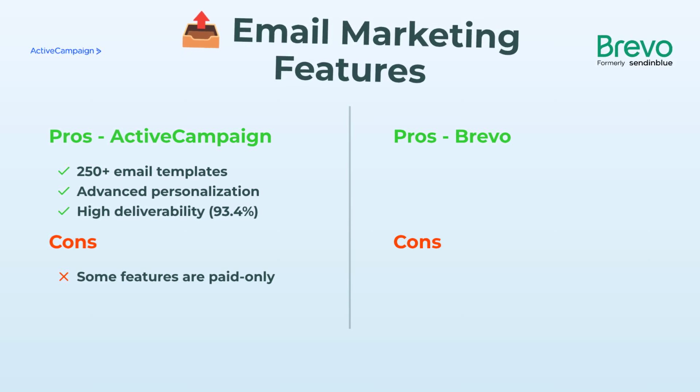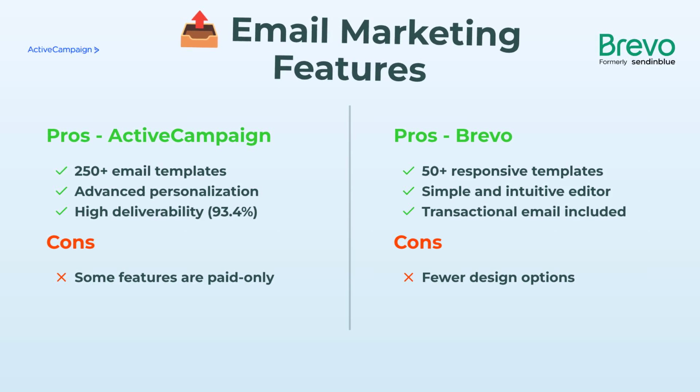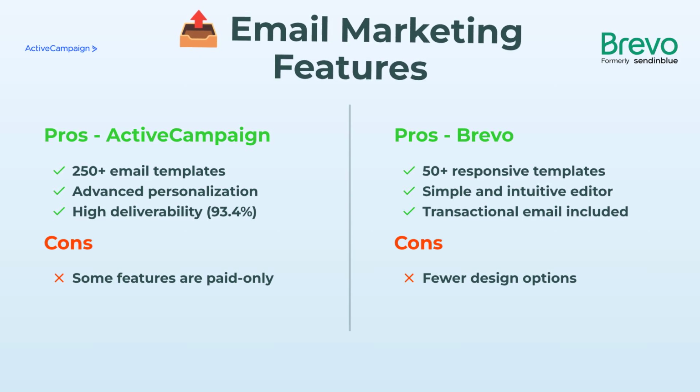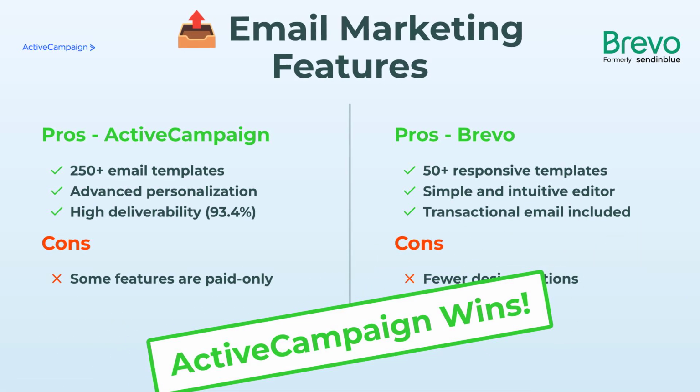Now, Brevo, simpler, but still not bad. 50+ responsive templates, and the editor is super intuitive, so you're not stuck fumbling with complicated tools. Transactional email is included. If you need receipts or notifications, this is a nice touch. The catch? Fewer design options. So if you're after flashy or wild email layouts, Brevo might feel limited. For this round, you guessed it, ActiveCampaign wins again for sheer range of features.